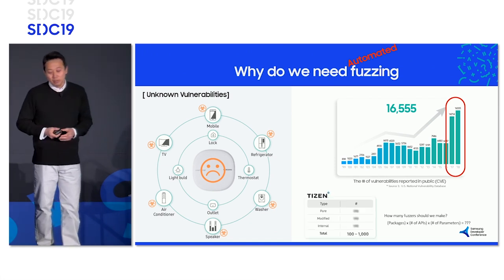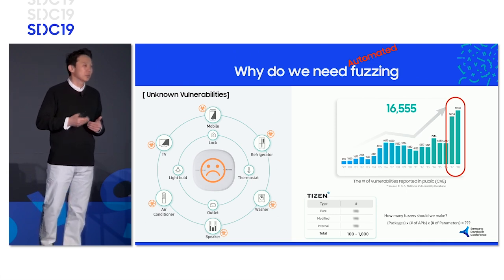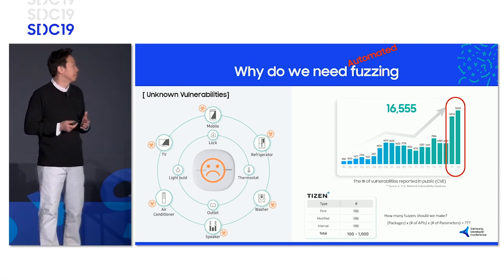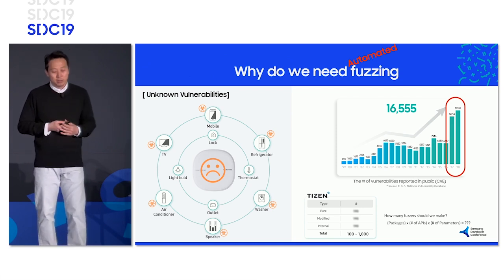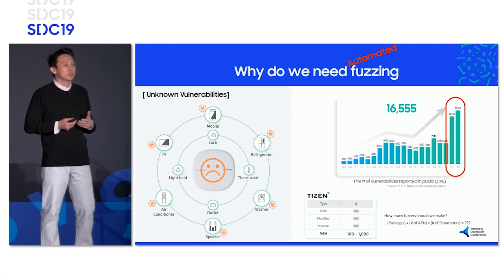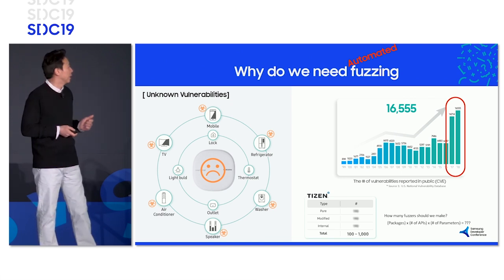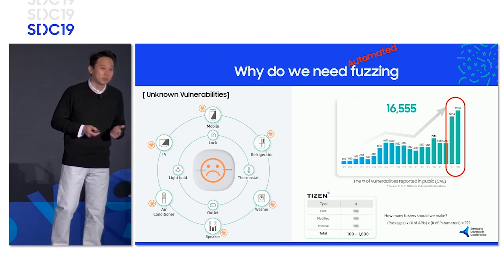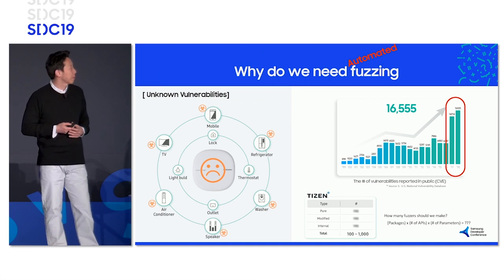And then when our team makes all the fuzzing code by hand, it is a real burden because we have a lot of software, modules, and devices. So the number of fuzzers depends on the number of packages, APIs, and parameters. To do that, we would need so many fuzzers made manually.